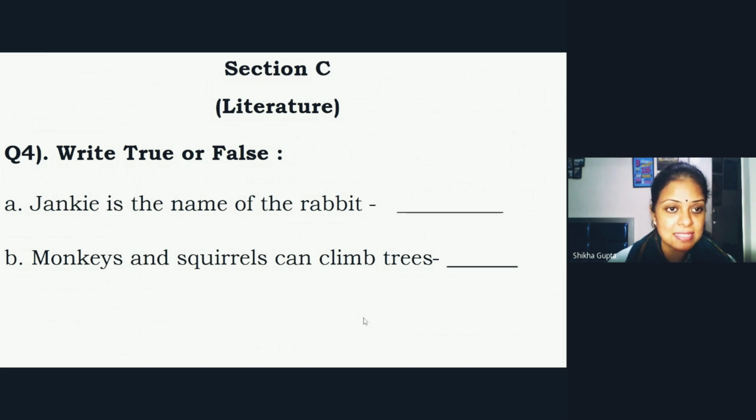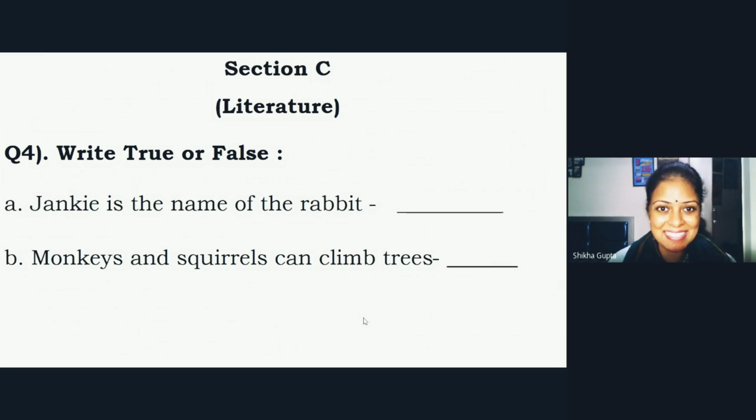Yes. Now the first sentence is Janki is the name of the rabbit. Is Janki name of the rabbit? Think and tell me. If it is correct, you will write true. And if you think it is false, then you will write false. And the second sentence is monkeys and squirrels can climb trees. I repeat, monkeys and squirrels can climb trees.